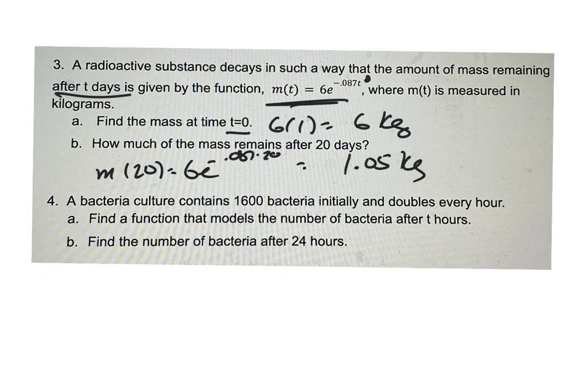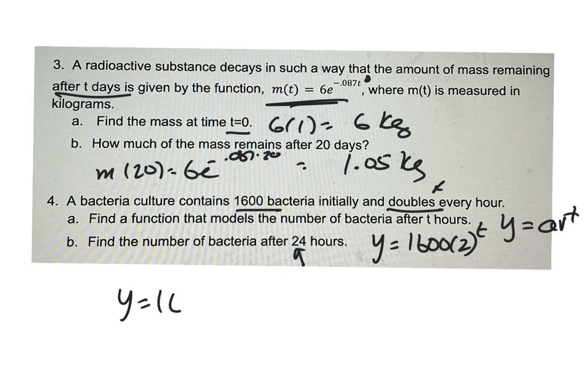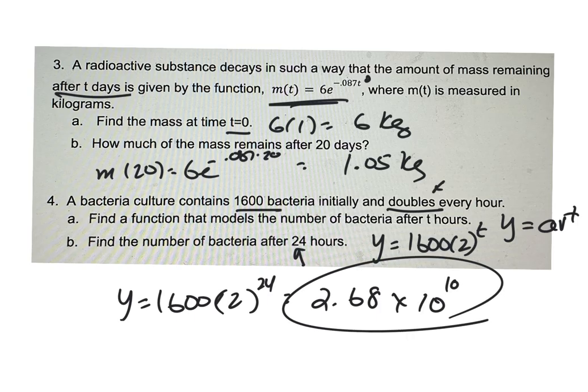All right, number 4, another one. A bacteria culture contains 1,600 bacteria and usually doubles every hour. There's our formula: y equals a times r to the t power. So let's find a function that models it. a, remember, stands for the initial amount, that's 1,600. r is the rate that it's growing, which is doubling. And then I have the t. That's all they want for part A. For part B, they're going to give you a time to plug in. It says 24 hours, so all I'm going to do is plug 24 into the t and see what I get. I got a humongous number. It's in scientific notation on the calculator, so 2.68 times 10 to the 10th power for part B.